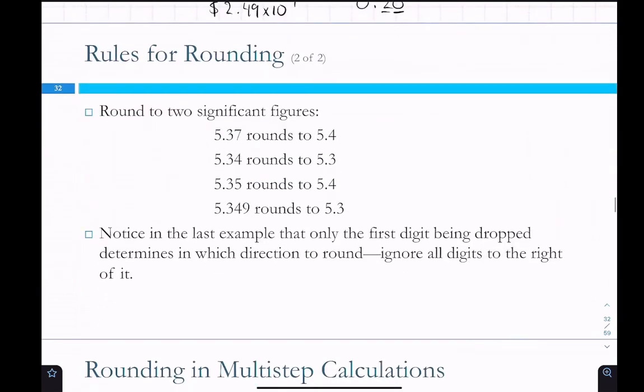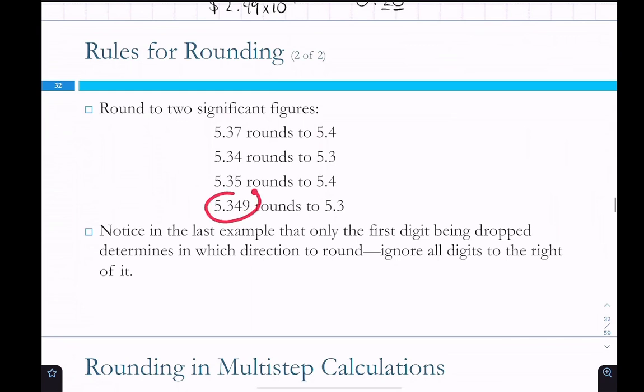All right, so these are all examples of rounding up or rounding down at two sig figs. And even if you get something like this, you ignore everything after that digit. So even though this is 5.349, you ignore the 9, and since it's a 4, we still round it down.